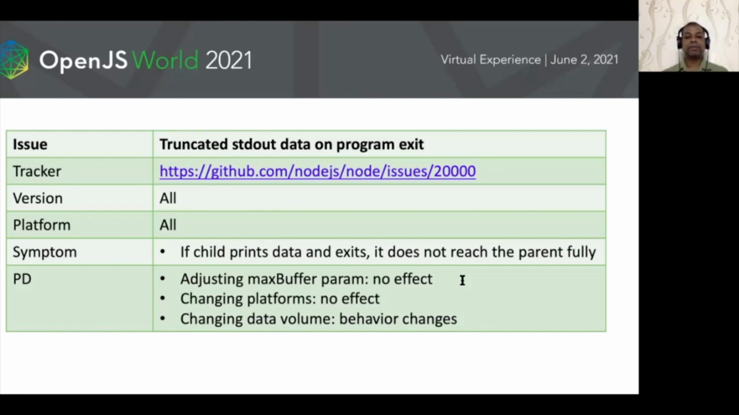That's the issue. Now, as we know from one of the previous topics, the parent and the child communicate through a pipe, and the pipes are subjected to buffering and chunking. And there is a max buffer parameter that defines how much data would be allowed through the channel in one shot. A trivial suspect is the value of this max buffer. We increased this, but did not see any positive result coming out. We tried testing on different platforms that exhibit different pipe behavior, but that was also not giving any clue as such.